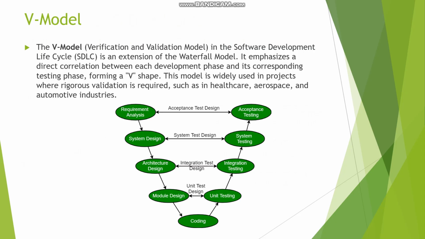Now, if you see this V model, the first stage is coding, then the next stage is module design. Corresponding to that is unit testing. Then architecture design, corresponding to integration testing; then system design, corresponding to system testing; then requirement analysis, corresponding to acceptance testing. So this is why it is called the V model.